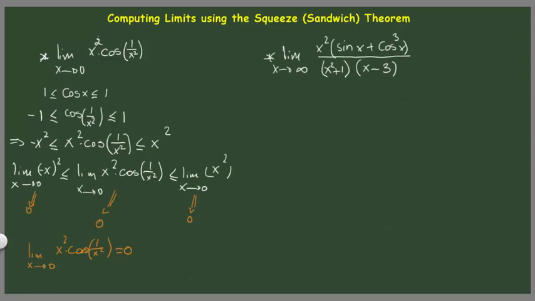That's it for this function right here. About this other example, we're going to do practically the same thing. We have a sine. We know that the sine of x, as we said before, is always in between minus 1 and 1. And the cosine of anything, that's what we said, is always in between minus 1 and 1.